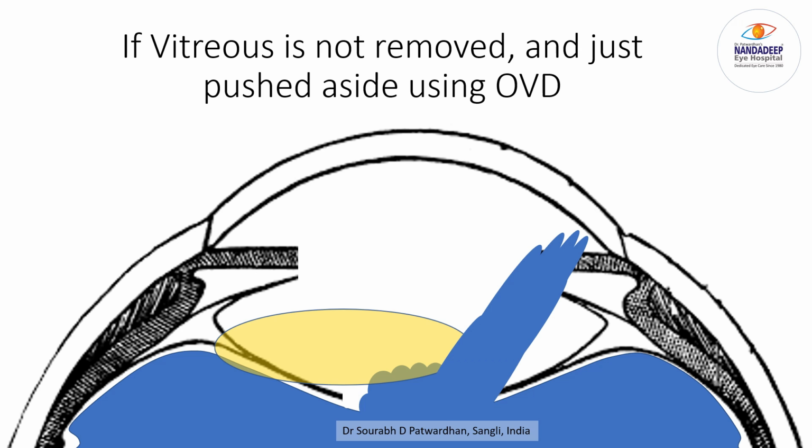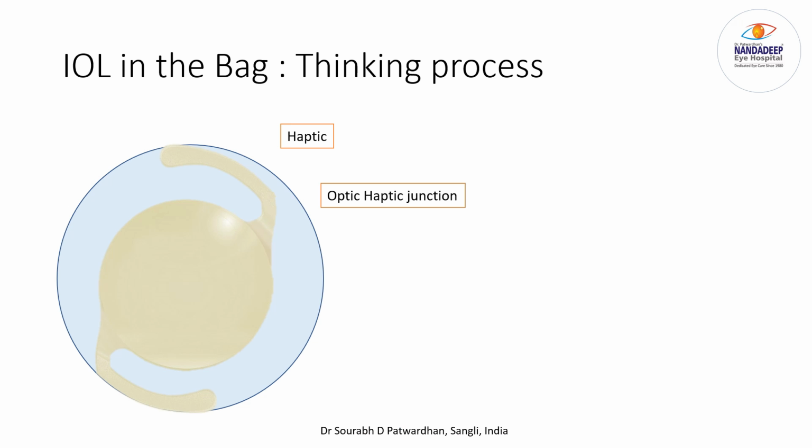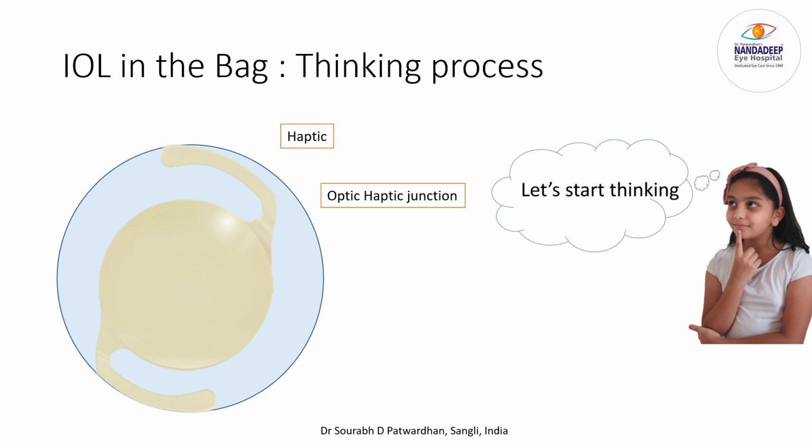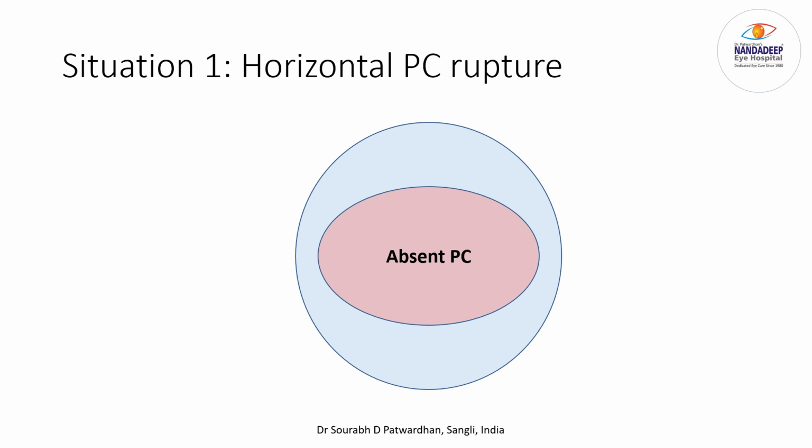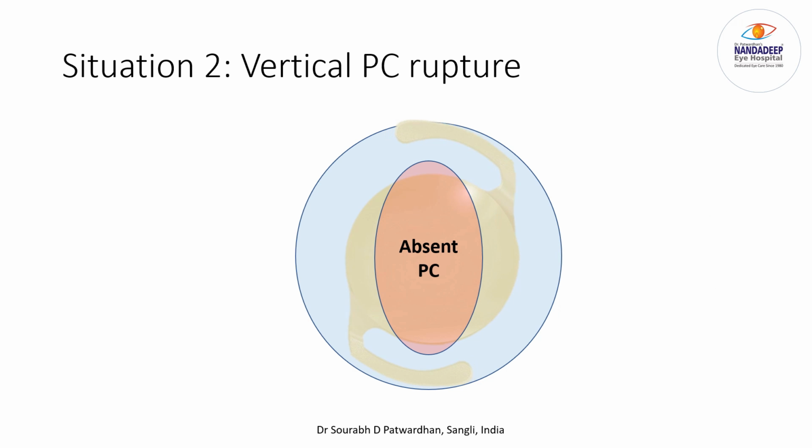Now, what are the cases where I can place the IOL in the bag? So let's think about what is the real support for the IOL in the bag. The IOL requires support at the haptic and the optic-haptic junction. So the central part of the posterior capsule is actually not critical for the IOL support in the bag. In situation one, where there is a horizontal posterior capsular rupture, we can place the IOL perpendicular to it. In the same way for a vertical one, we can just rotate the IOL 90 degrees to that.